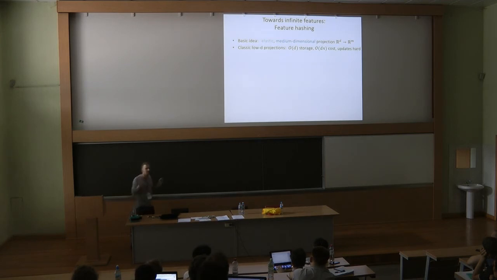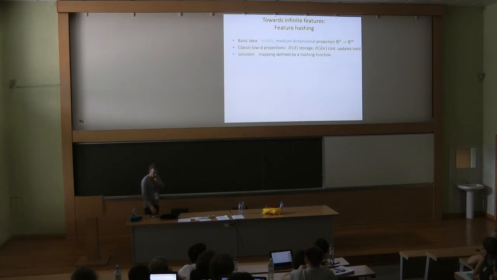Great. There are a great number of algebraic methods to do this. Typically, you'll need at least O(D), more often O(D·M) storage to keep your projection matrix. You'll have a cost of doing the full vector-matrix multiply. And typically, good luck updating your projection matrix once your domain changes. So that's all unpleasant.